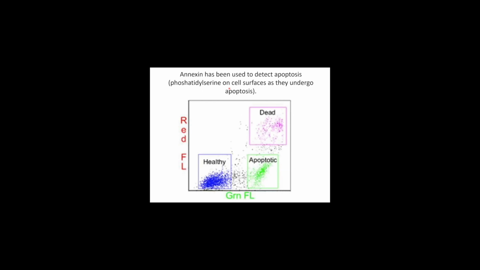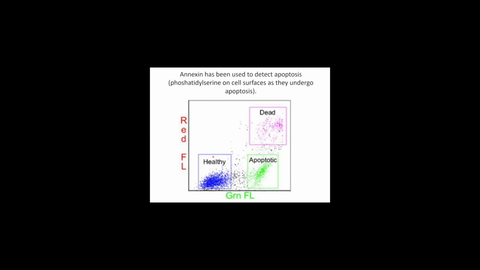Another assay that's used, and this has been on the boards, is an annexin assay. What annexin does is it detects phosphatidylserine on the cell surfaces as they undergo apoptosis. This is red fluorescence against green fluorescence. The green fluorescence is picking up the phosphatidylserine. The red fluorescence is picking up the cells that are dead.